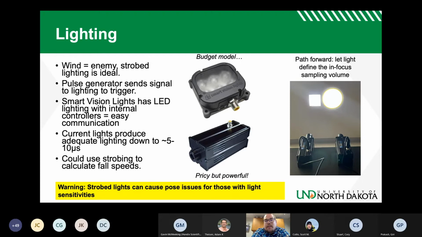Something I'm working on right now is putting patterns in front of the light and the lens, and basically defining what the sampling volume is. With any sort of holographic imager that's camera based, you have problems with depth of field and what's in focus and what's out of focus. That changes the sampling volume, which impacts what your actual number concentration is. So the idea is, if we can just define the lighted volume, then we don't have to worry about the focus stuff. It'd be confined to the stuff we know is in focus.